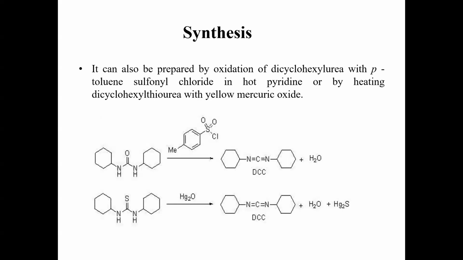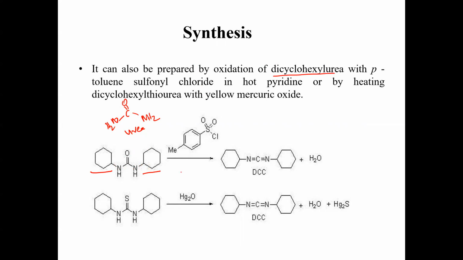It is how we can synthesize the compound. We can start the synthesis from dicyclohexyl urea. Urea is NH2-C double bond O-NH2. In this urea, one H is replaced by a cyclohexyl group here, and the other H is replaced by another cyclohexyl group here. So the name is dicyclohexyl urea. The starting compound is dicyclohexyl urea.